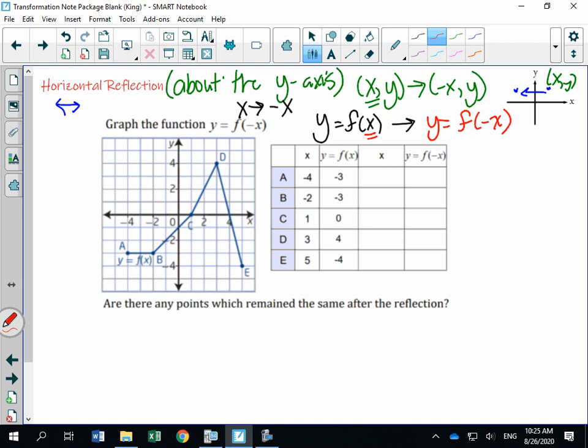So again, I do all of that, and just because then we read this and it says graph the function of y is equal to f of negative x, then I know everything. I know that this means it's a horizontal reflection, that the replacement is x going to negative x for my mapping. It's about the y-axis, things like that.